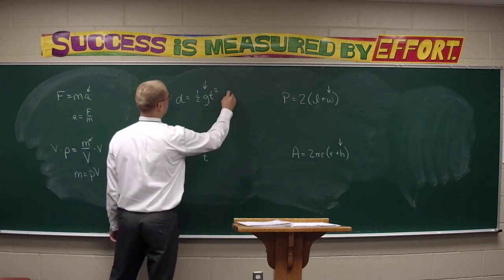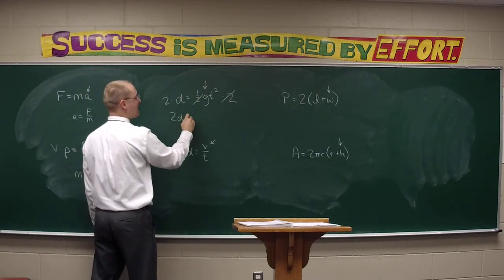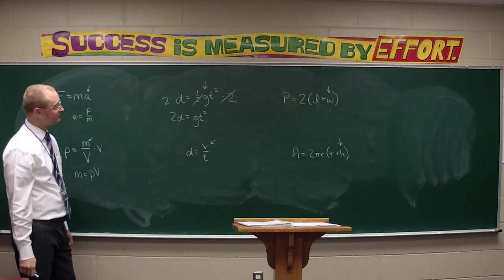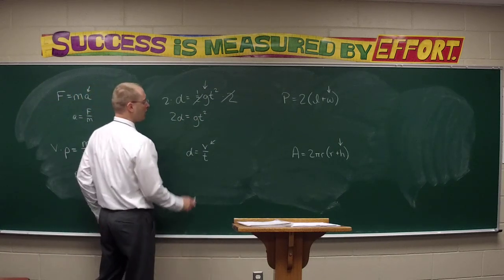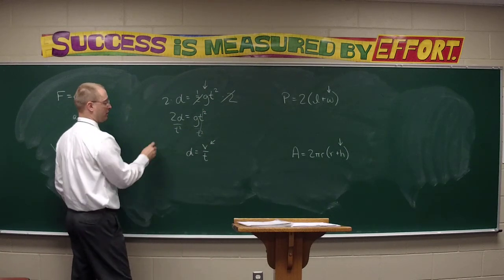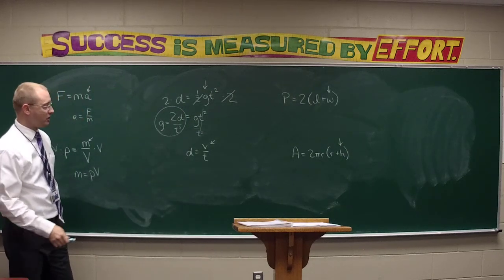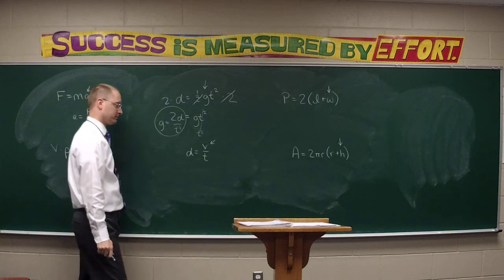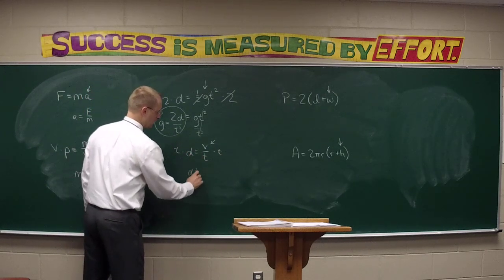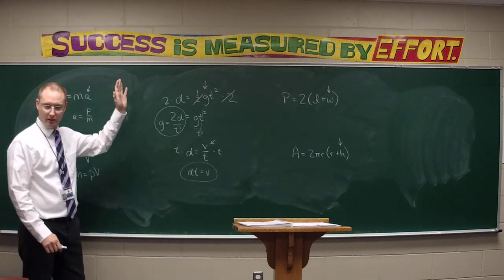Multiply by 2. Absolutely. Let's multiply it by 2 and get rid of that ugly fraction. Get 2d equals gt squared, right? And then what? Divide the t squared. And so our answer? 2d over t squared equals g. There we go. On the next one, Kendall, what do we need to do to get v by itself? Multiply by t. To get? T equals v. Good. How many got these ones correct?